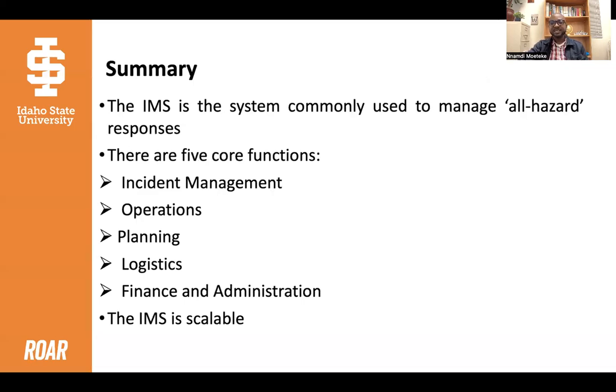So in summary, the incident management system or the incident command system is the system commonly used to manage all hazard responses. And there are 5 core functions in the IMS with various roles. These include incident management, operations, planning, logistics, and finance and administration. IMS is scalable, so it can be shaped to suit the requirements of the response.